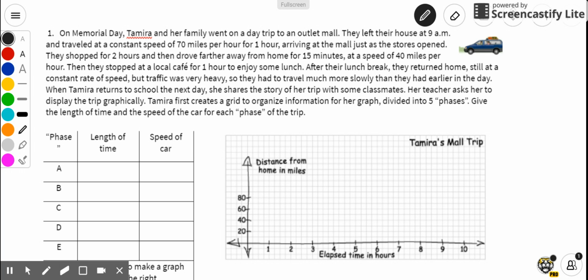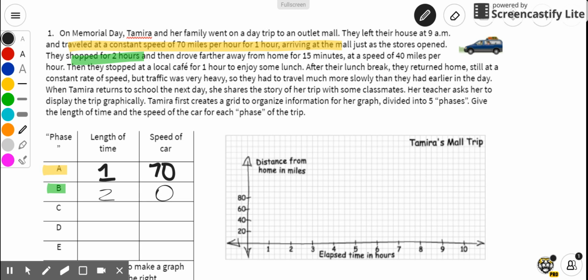Okay, so step 1, let's make our grid. So the very first thing that Tamira did is she traveled at a constant speed of 70 miles per hour for 1 hour, arriving at the mall. So that's our first phase. It was 1 hour and it was 70 miles per hour. Next up, she shopped for 2 hours. So phase 2, it was 2 hours long. And she shopped for 2 hours, so the car was not going anywhere.